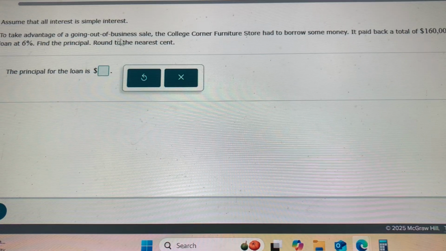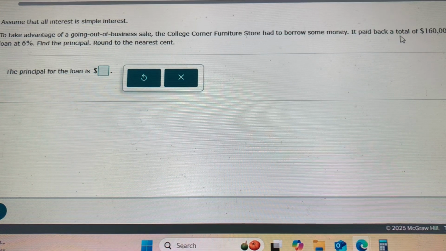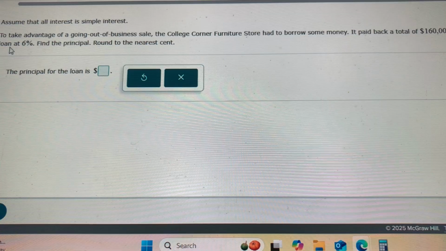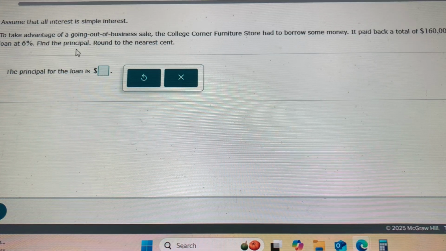To take advantage of a going out of business sale, the College Corner furniture store had to borrow some money. They had to pay back a total of. See, that's the future value right there. They're paying back a total of. That's future value. And here's the first time it says 9 months. It's not in years. And the rate's 6%. Find the principal, round to the nearest cent.